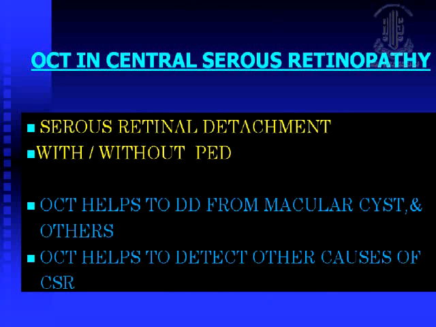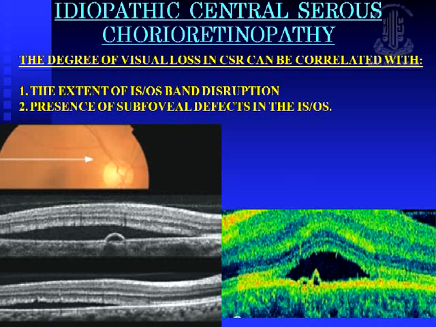Now, when we're talking of central serous retinopathy, what do we generally see? We see on the OCT serous retinal detachment with or without PED. The OCT helps us to differentiate CSR from other lesions like macular cyst and others. It also helps to document the improvement of these patients. Sometimes it helps us to detect a CSR where there are no leaks seen on the fluorescein angiography, or detect a PED which is not seen clinically. So it works both ways.